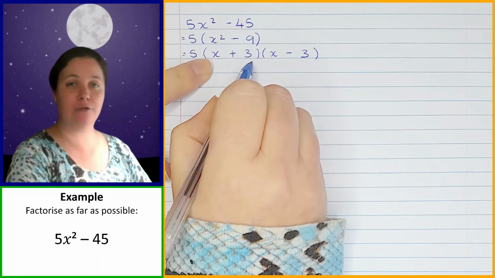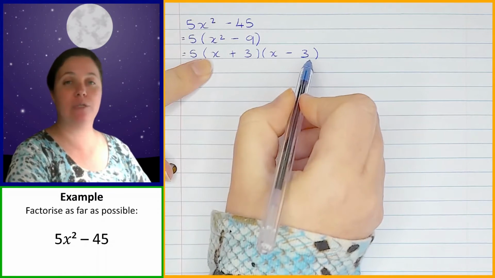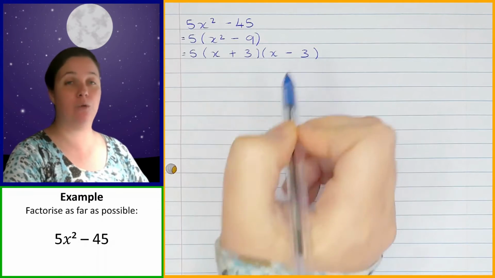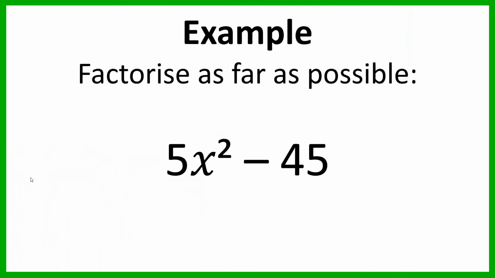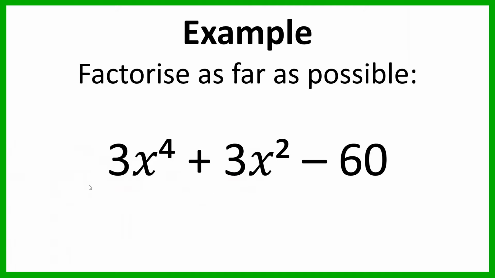x plus 3 is factorized as far as possible, and x minus 3 is also factorized as far as possible. So I'm done with that question. Okay, let's go into another example. In this example, I've got 3x to the power of 4 plus 3x squared minus 60. Let's go through this question and see how you should do it.